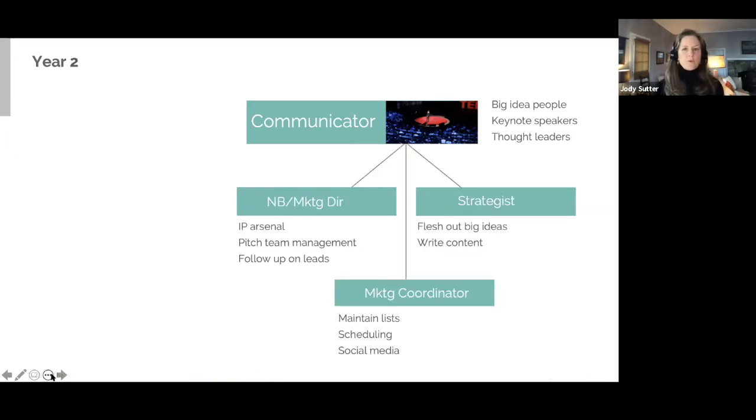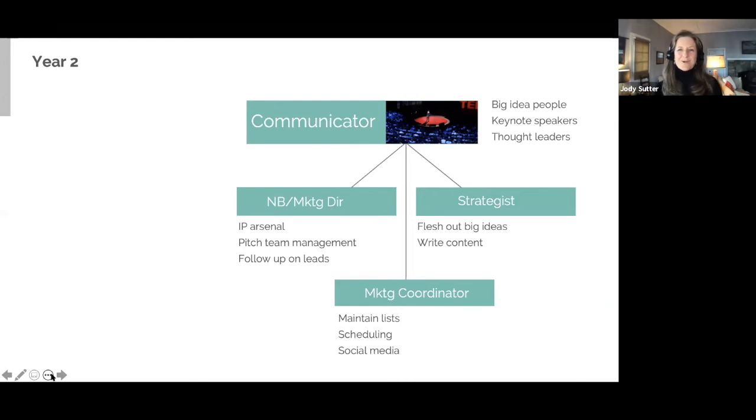So that's year one. So year two, maybe you've done such a fantastic job and your agency is growing and there's more resources to invest back into business development. You want to add a couple of other layers of support. So maybe the next layer you add is a director level new business or marketing person. And now you have someone who can also manage that arsenal of intellectual property. They can take on some of the pitch team management or all of the pitch team management. And you can also give them the job of following up on the leads, which of course is an incredibly important role. And you're going to benefit by having someone a little bit more senior doing that.